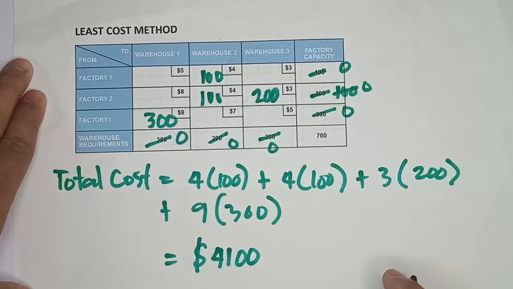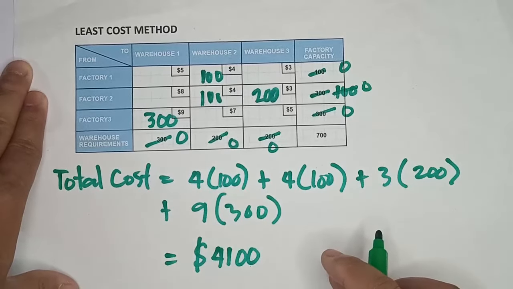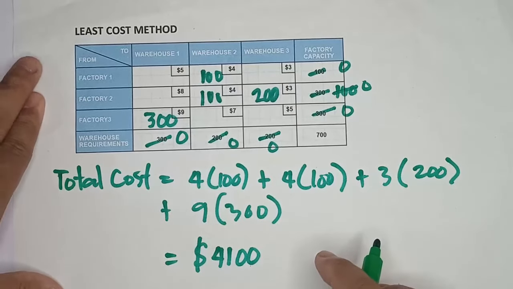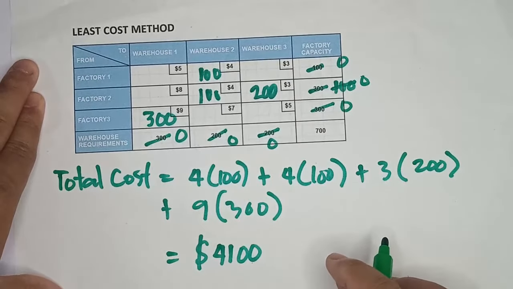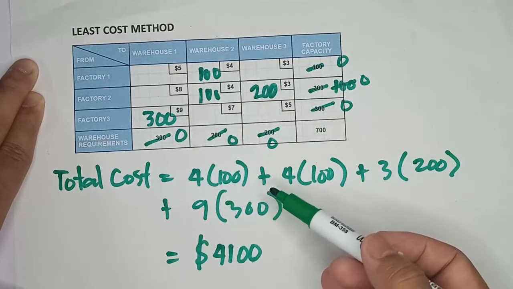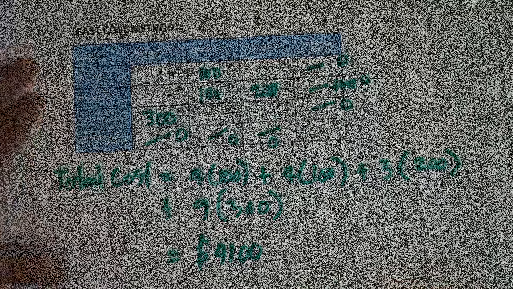Most of the time, the least cost method provides a lower initial cost compared to the northwest corner, on the basic idea that least cost prioritizes lower transportation cost in allocating the units from sources to destinations.